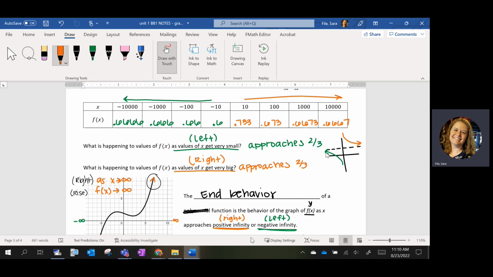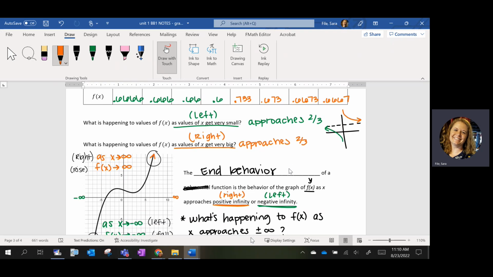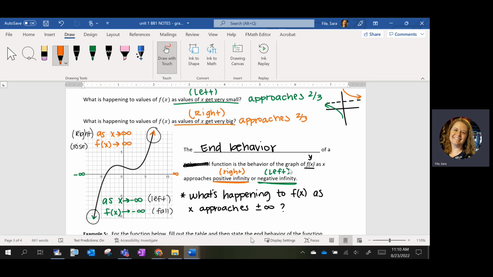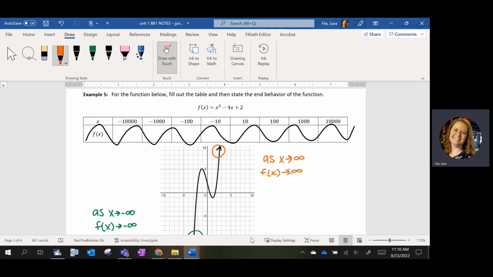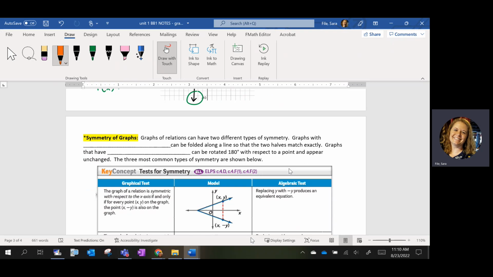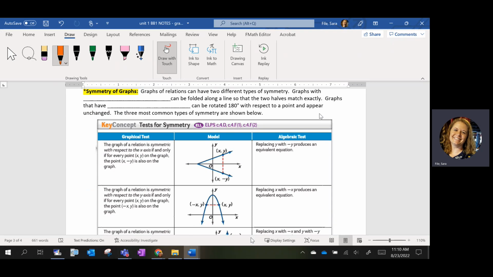Does that make sense? Okay, so we're going to go back in a minute and we're going to fill in our end behavior for all those parent functions we talked about last week. Okay, but first let's go ahead and knock out the last page about symmetry, and we'll do the symmetry and the end behavior on the parent functions once we finish.